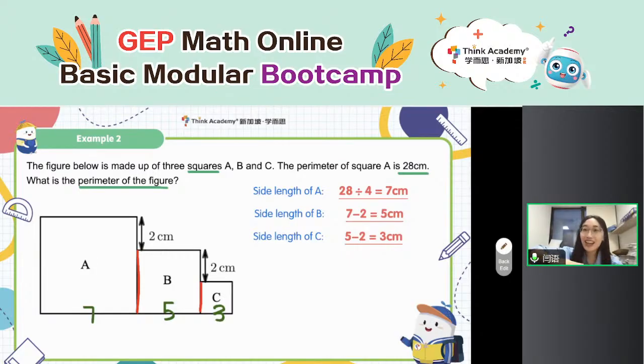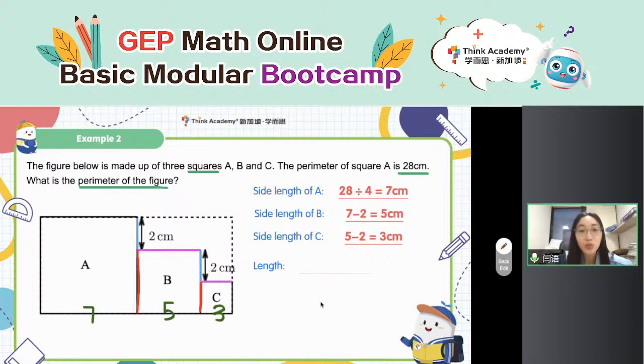Yes, the length is 15. And then what about the breadth? Good job, push out, okay? So here, let's have a look. Actually, again, we can just push them out. So in this way, what can we get? Again, the perimeter of the figure is exactly equal to the perimeter of a big rectangle.